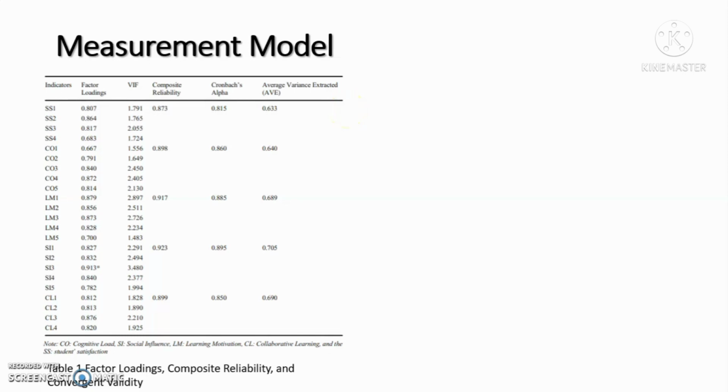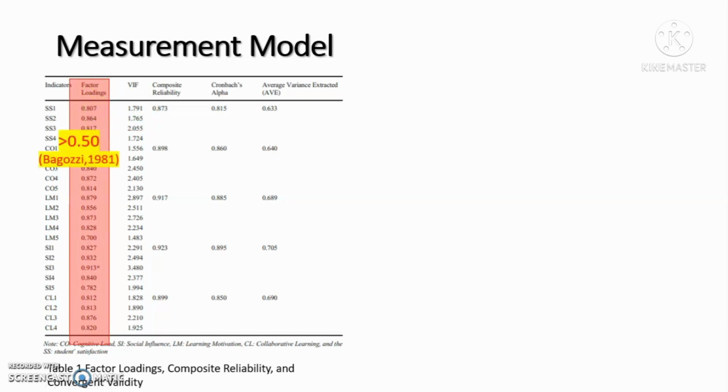Now, let's see the result. The first thing we want to see is the validity of measurement models. To see the validity of the measurement models, we need to see the factor loading, composite reliability, Cronbach's alpha, and also the convergent validity or VIF. Let's see the first one, factor loadings.